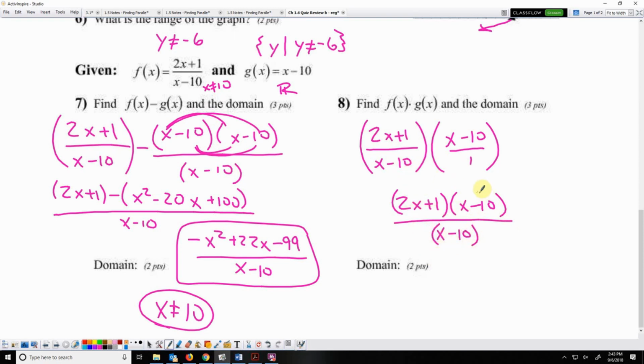Now, typically, I would distribute everything in this numerator, or FOIL it, some people call it. But since these two factors are exactly the same, this is a case where I can just cancel those out. And I get 2x plus 1. Now, our domain has to satisfy f of x, g of x, and the composition. X can't be 10, x can be all reals, and x can be all reals. The only restriction was x can't be 10.